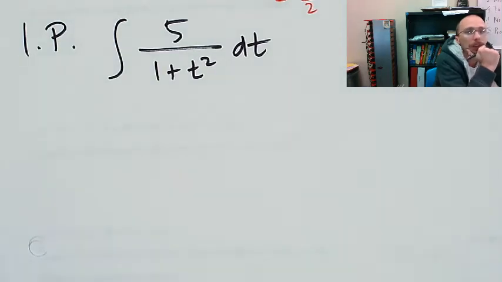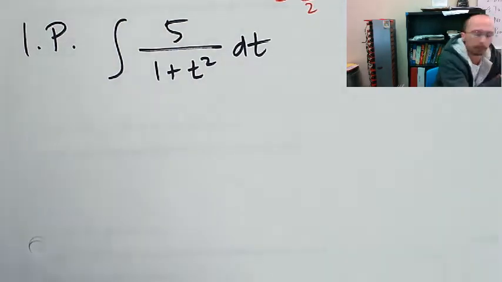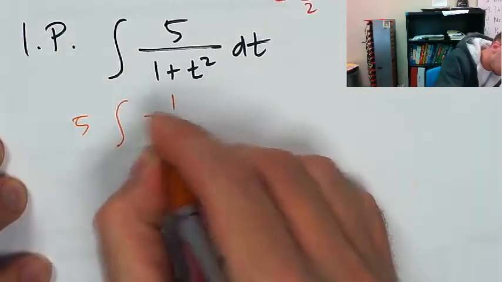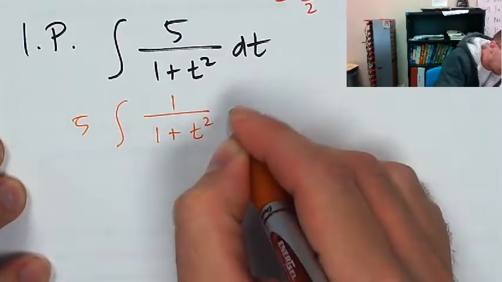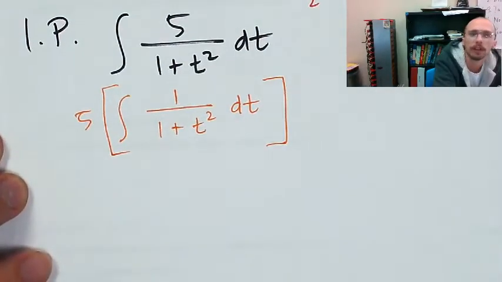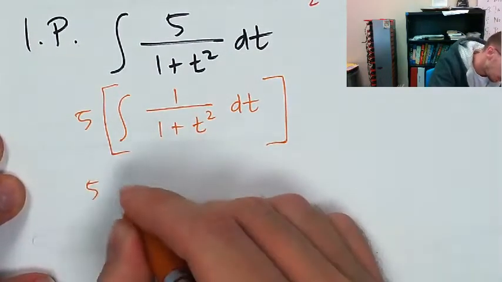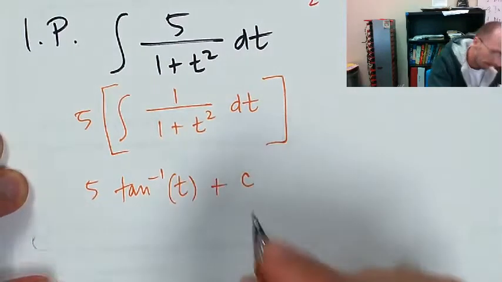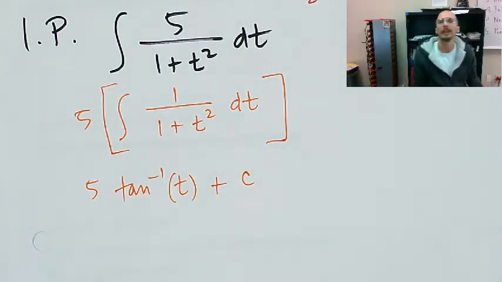And this is one that we just kind of got to know the antiderivative of. It's like, oh man, I know the antiderivative of 1 over 1 plus t squared with respect to t, but what do I do with that 5? I'm going to factor out the 5. This thing that I've boxed off, that's arctangent of t.